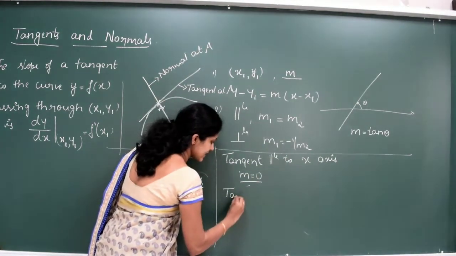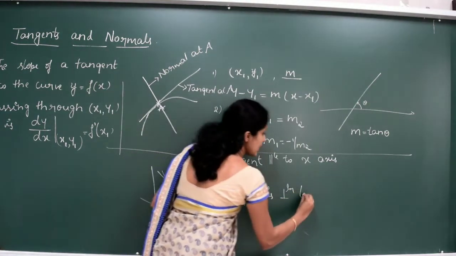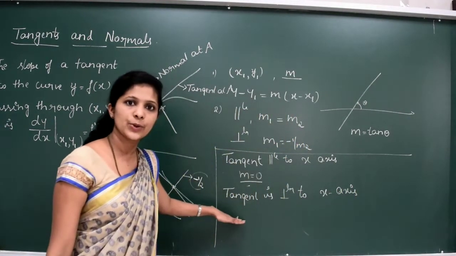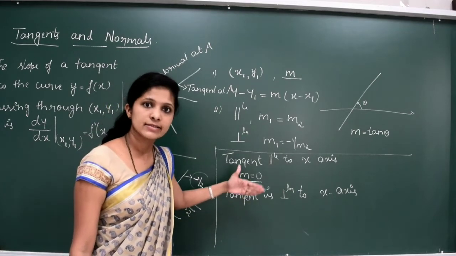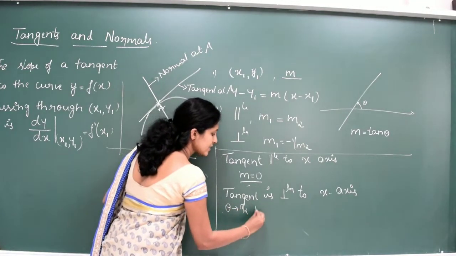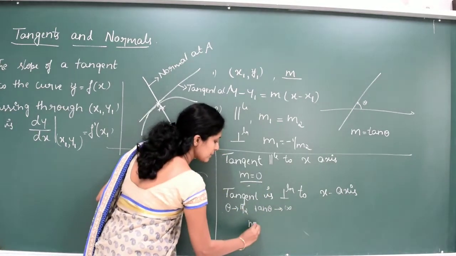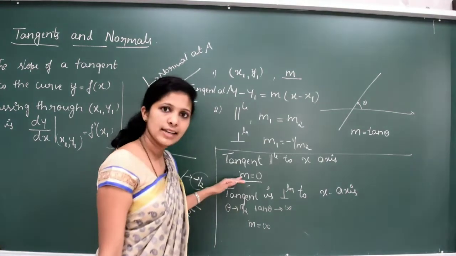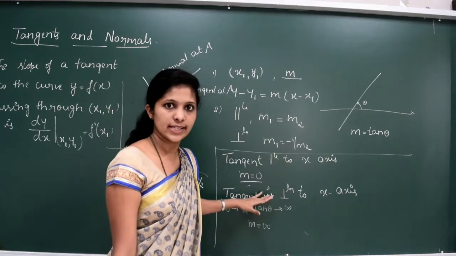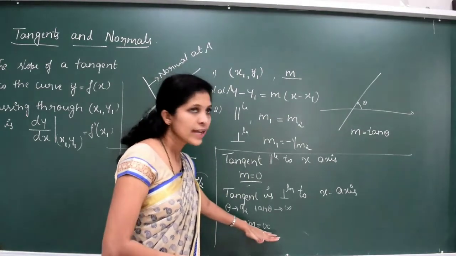If a tangent is perpendicular to x-axis, then the slope angle will be 90 degrees, right? As the angle theta gets very close to 90 degrees, tan theta will be close to infinity, right? So m will be infinity. Is it clear? Suppose a line is parallel to x-axis, then the slope will be 0. If it is perpendicular to x-axis, it will obviously be parallel to y-axis, right? Then the slope will be infinity.